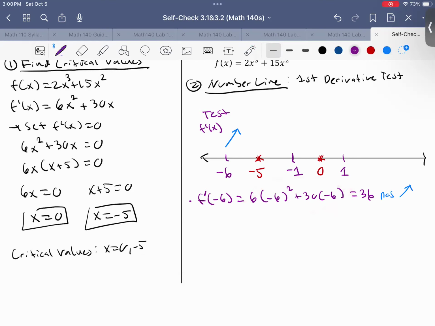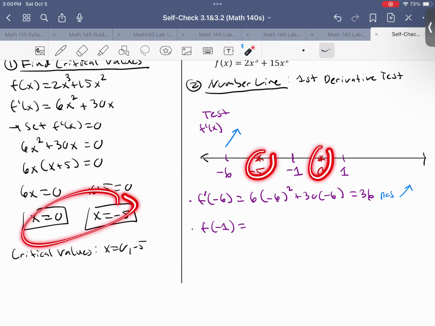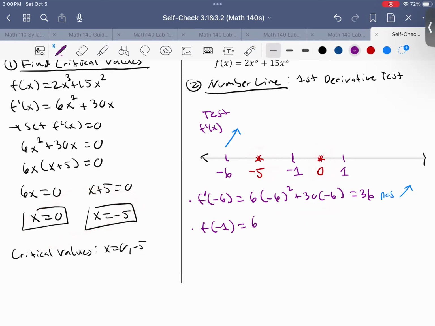Okay, so make sure you're working out this step correctly. So now I'm going to plug in -1. Remember, I'm not plugging in these guys because I know if I plug them in, it's just going to be 0, because we just found that they make the derivative equal to 0. So if I plug in -1, I'll get 6 times (-1) squared plus 30 times -1. And what this ends up being is -24. So remember, I don't really care about what the value is. I just want to know if it's negative or positive. So at -1, it's actually negative. So I'm going to draw an arrow down here, which means it's decreasing.